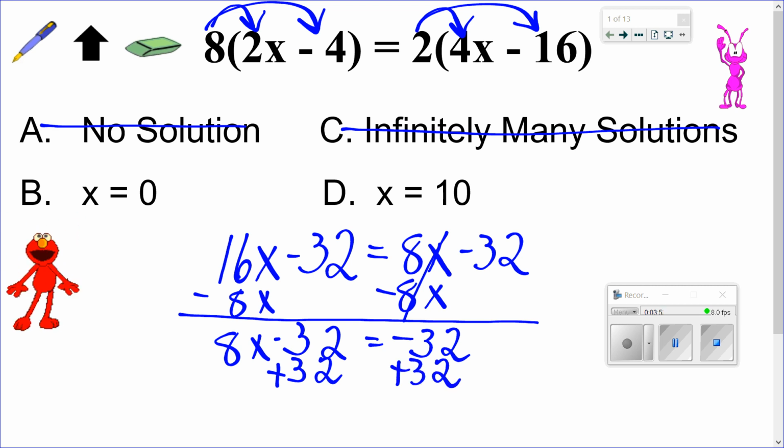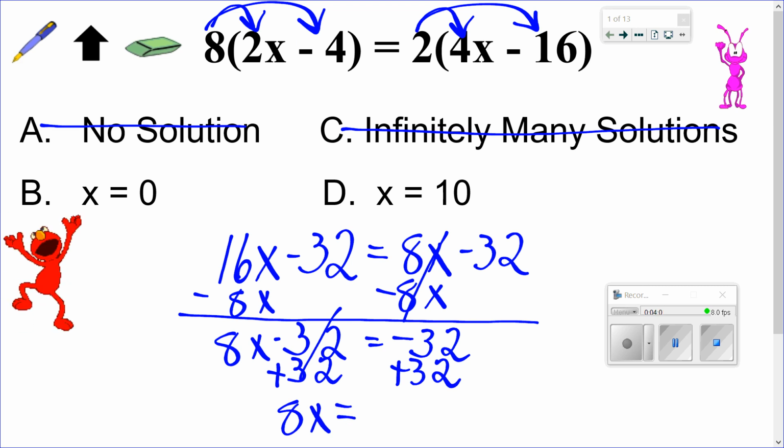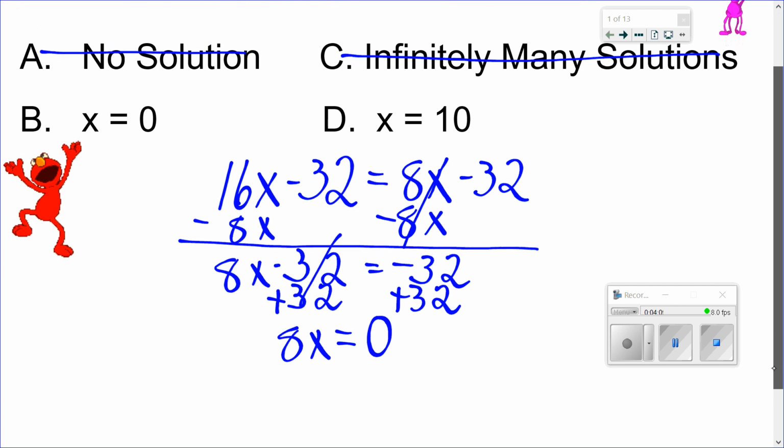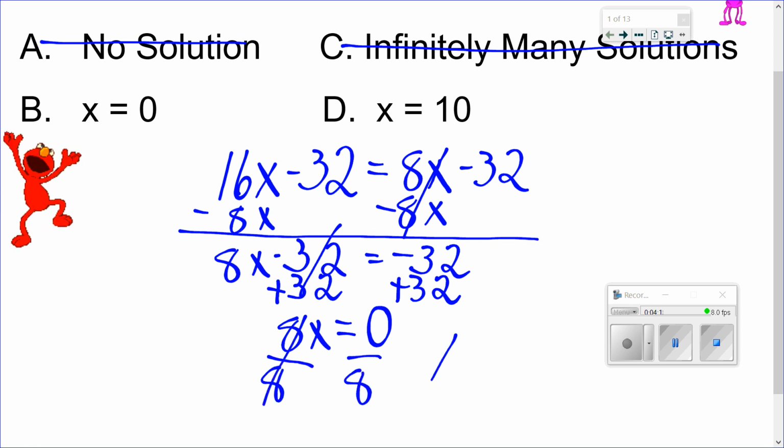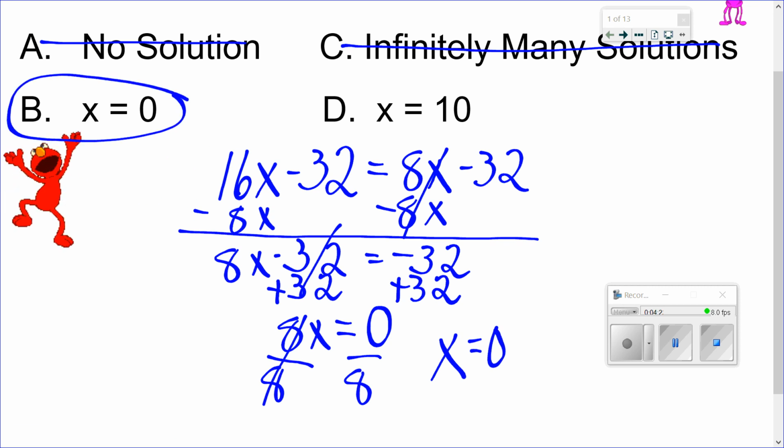Now the subtraction of 32 and the addition of 32 are opposites. They cancel out. So we get 8x equals, again, negative 32 plus 32 equals 0. We are not done yet because we did not isolate the variable. So you divide each side by 8. And x equals 0 divided by 8, which is 0. So it is choice B, and x can be 0.